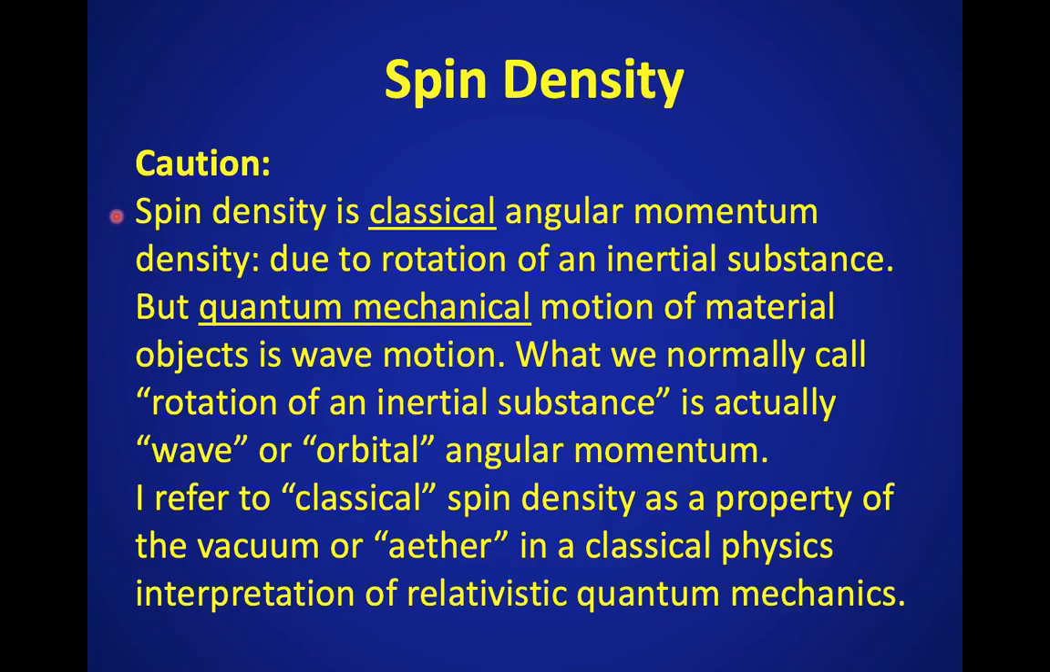The spin density is classical angular momentum density. It's what we think of as rotation of an inertial substance. But quantum mechanical motion of material objects is wave motion. So when matter actually is moving through the vacuum, that's a wave motion. So what we normally call rotation of an inertial substance is actually the wave or orbital angular momentum. So when I refer to classical spin density, I'm referring to a property of the vacuum or ether in classical physics as an interpretation of relativistic quantum mechanics.